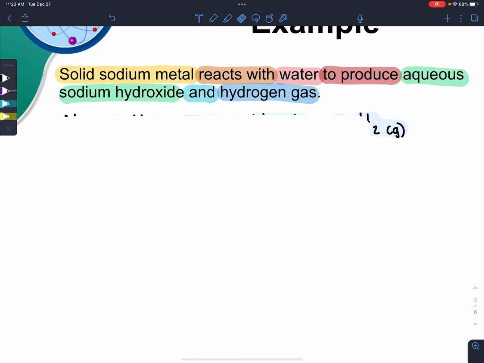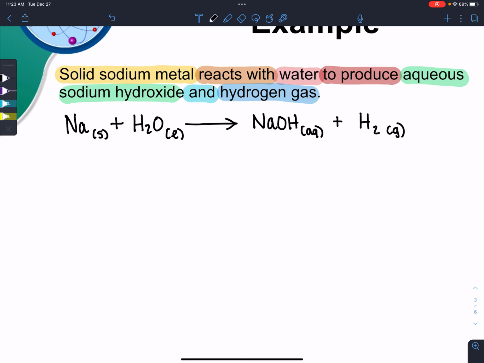And I don't want to erase the words. I only want to erase the highlighting. There we go. Let's go ahead and balance it. We've got 1 sodium on the left, 1 sodium on the right. Then I've got this H2O. H2O is really hard to balance. Remember that trick from lesson 1. Break H2O into HOH. It's going to make your life a little bit easier. So I'm going to make it HOH.